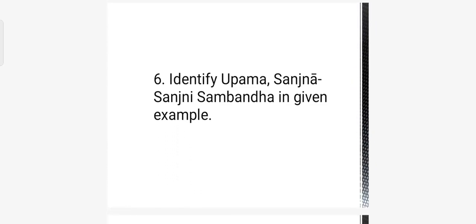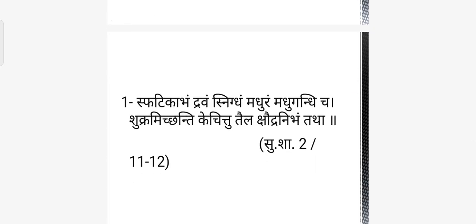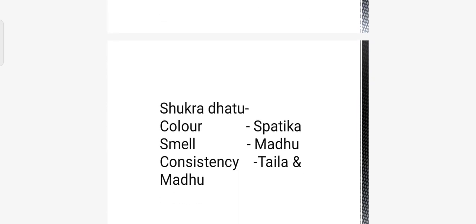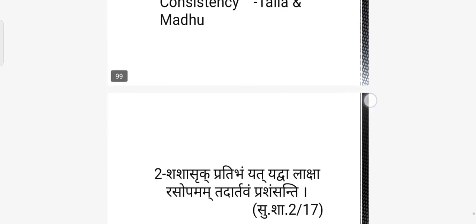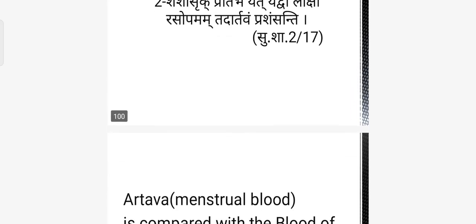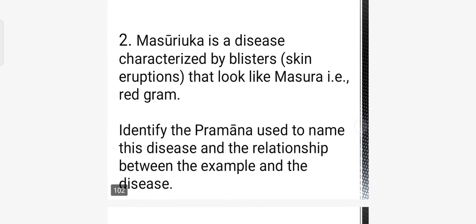So moving on to the next one: identify Upamana Pramana in the Sanjna Sanjni Sambandha in the given example. Sphatikabham Dravam Snigdham. So it is nothing but an example of Shukradhatu. Color is Sphatika, smell is Madhu, consistency is Taila. Then Shashasrukpratikasham Yattadvad Laksharasopam Tadartavam Prashasyate. So it is nothing but Artava, where the blood is compared to Shashasruk as well as Laksha Rasa.